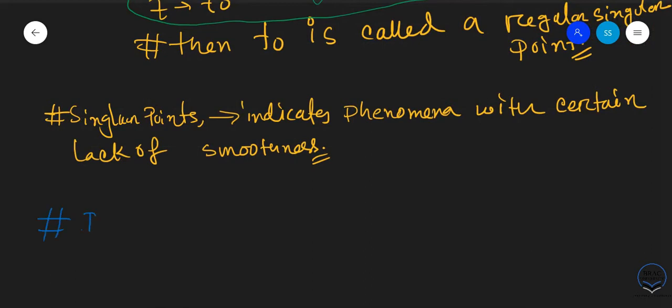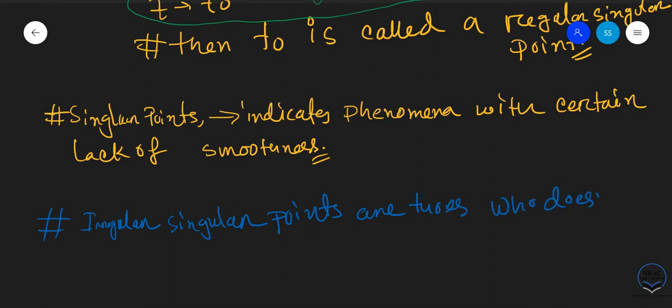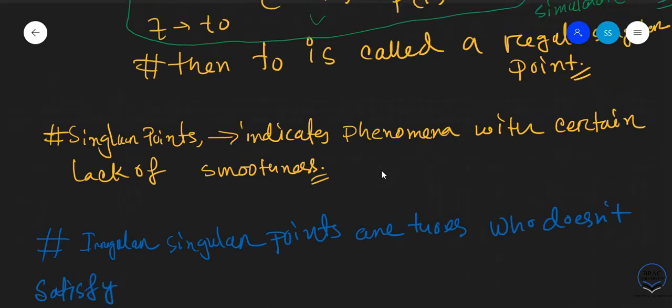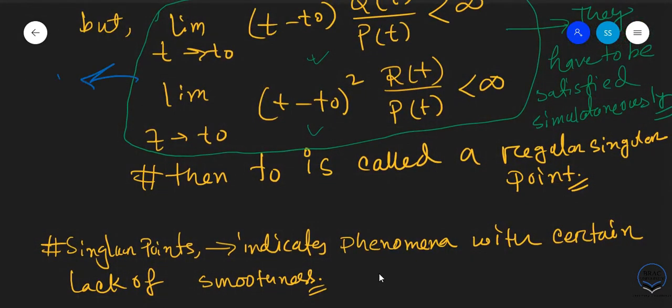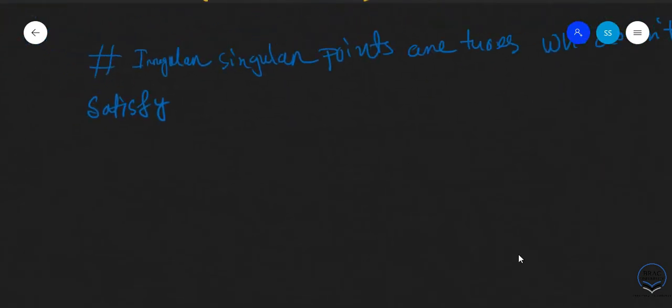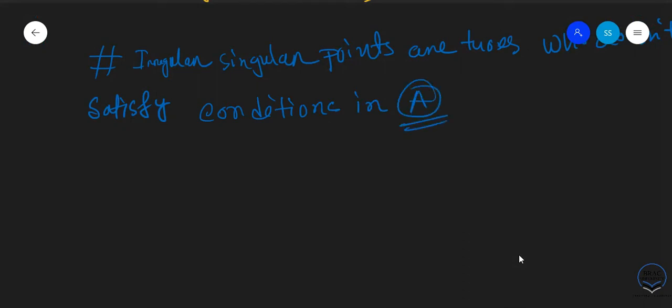So irregular singular points are those who don't satisfy these conditions over here. So let's call these conditions A. That means these two conditions. So irregular singular points don't satisfy the conditions in A. That is the expression.